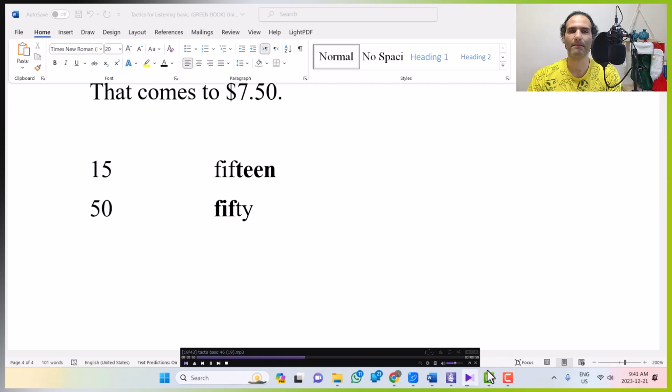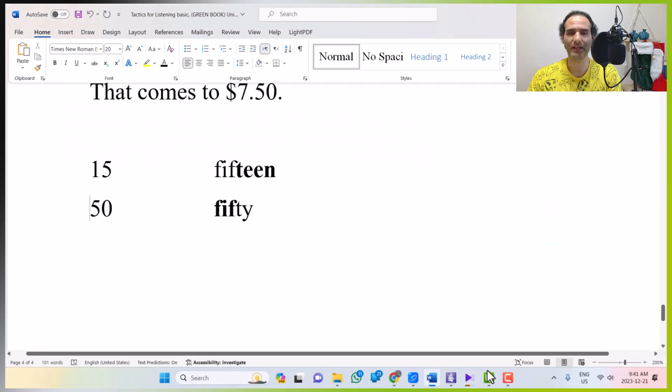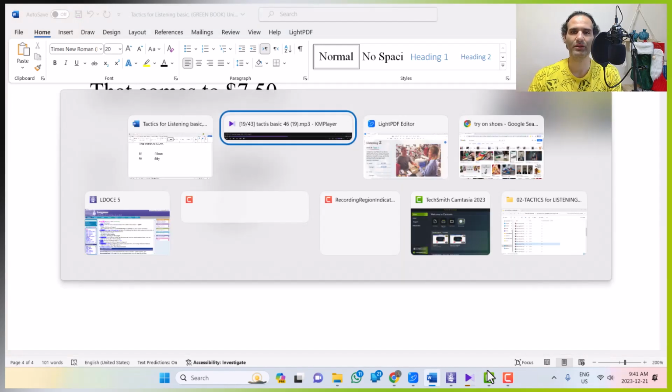Okay, let's see. The newspapers are $1.50. And the magazines will cost another $8.15. Yes, so that's, let me see, $9.65, right? So here, talking about 50 and 15 in this example, you found it out.